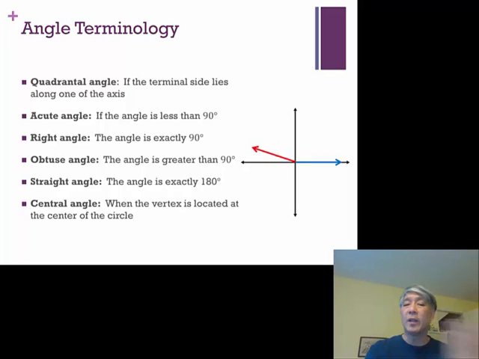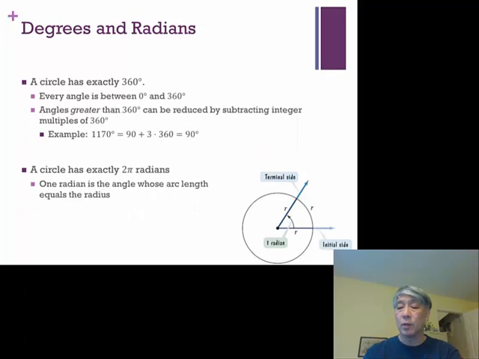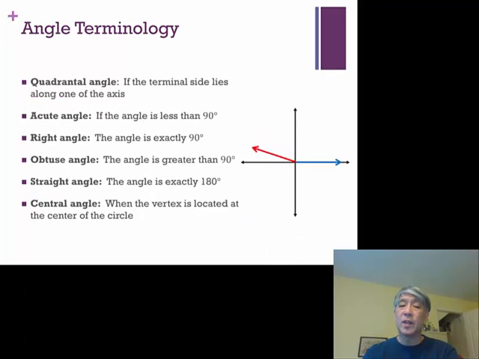So basically from 90 to 180, again, not inclusive. 90 would be a right angle, so an obtuse angle cannot be a right angle. And a straight angle, which is the next one, is exactly 180 degrees. Okay, so basically it's a straight line, but we still call it an angle. And by placing the vertex at the center of the circle, we're basically talking about a central angle.